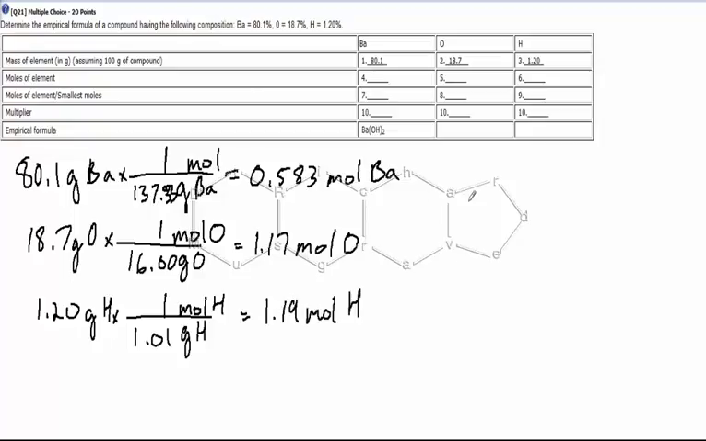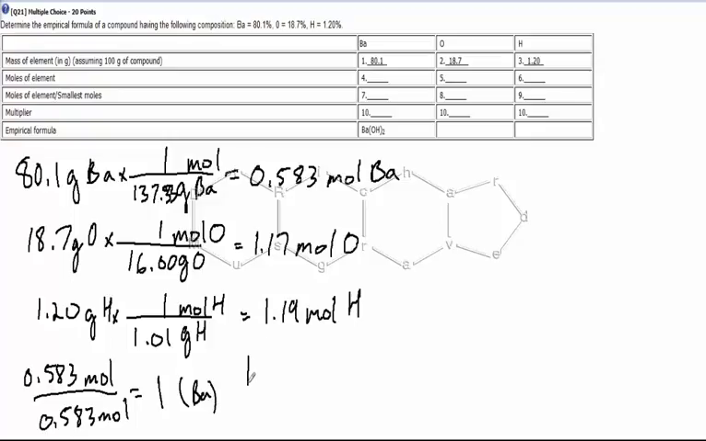Next we figure out the mole ratios. We divide through by the smallest number of moles here, which is the moles of barium. So starting out with the barium here, we're going to do 0.583 moles divided by 0.583 moles. That's going to be 1, and that's for the barium.